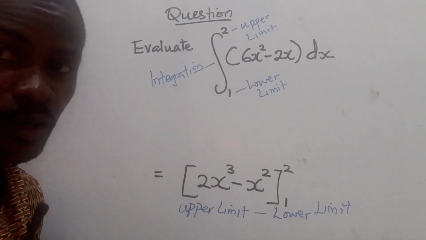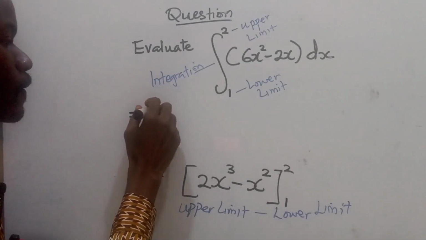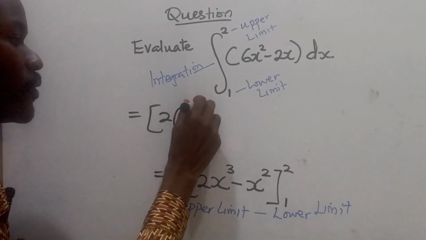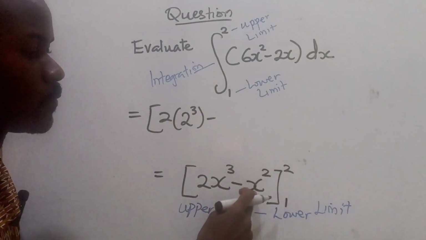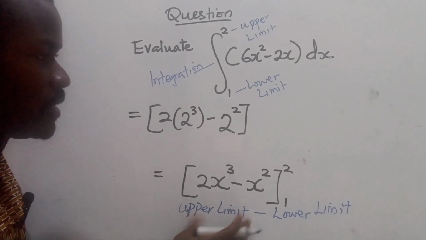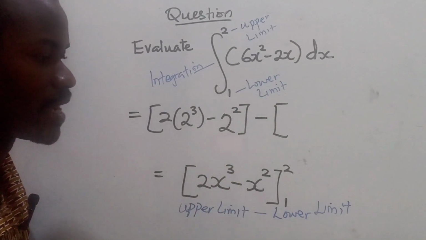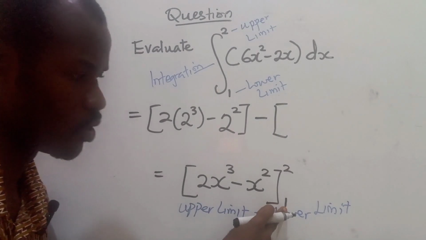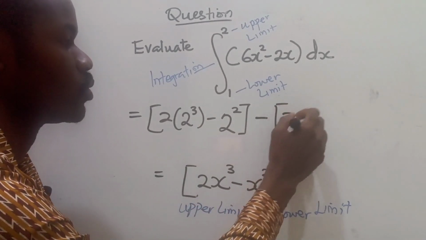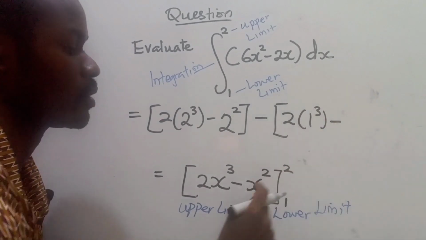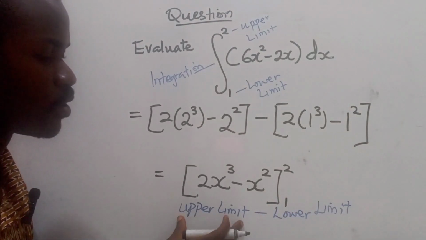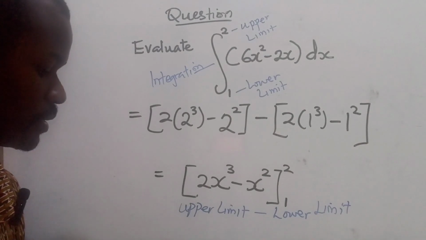So I'm going to start with the upper limit, which is 2. I'm going to put 2 here, which is 2 times 2 raised to the power of 3, minus, x is 2, so 2 raised to the power of 2. So that is my upper limit, minus. Now we are going to look at the lower limit. So I'm going to put x as 1 inside this same expression. That will give us 2 multiply 1 raised to the power of 3 minus 1 raised to the power of 2. So we made use of the upper limit and the lower limit.